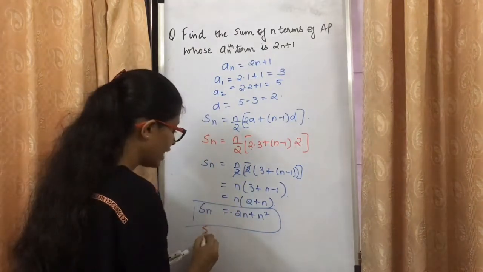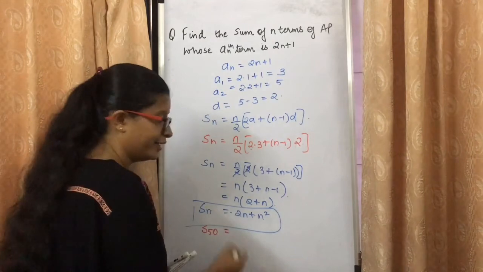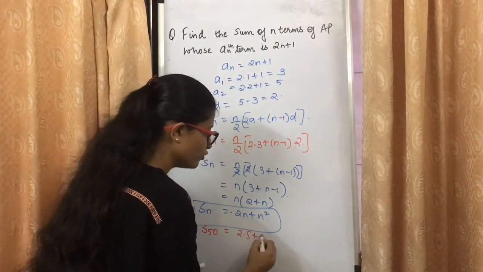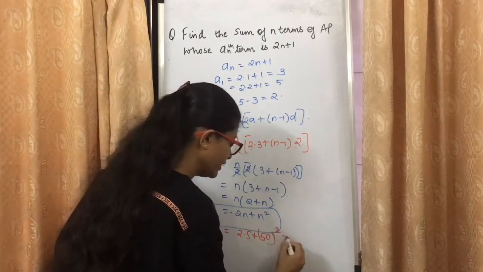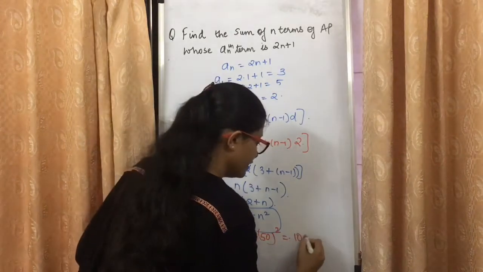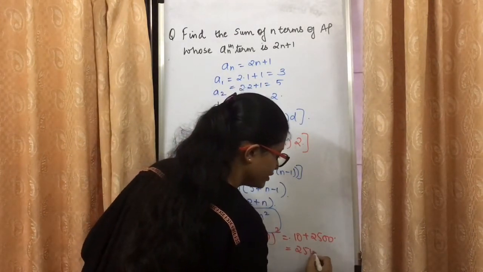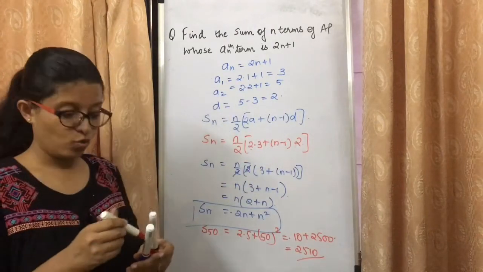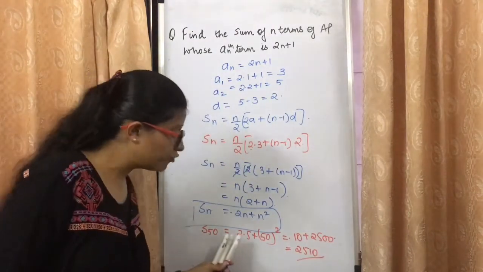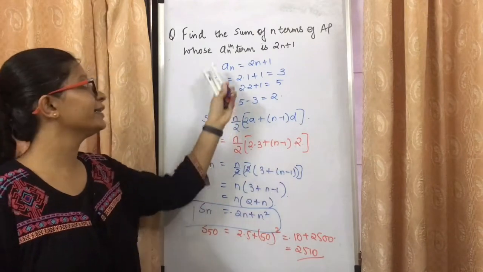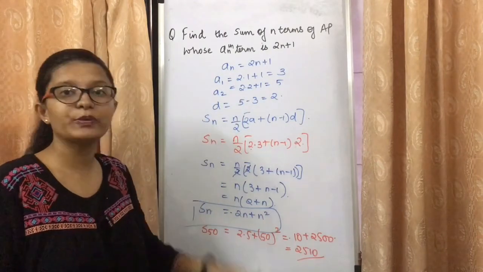Let's see. अगर S50 पूछा है, so you will get 2 into 50 plus 50 square. So what you will get? 2 into 5 will give you 10. 10 plus 2500. So you will get the answer as 2510. So this will be the sum for the 50 terms of this particular series.